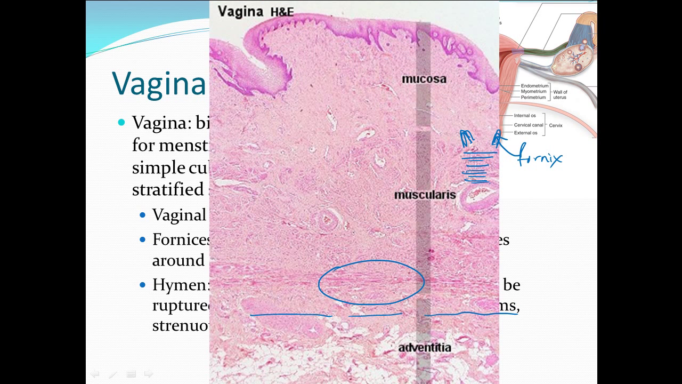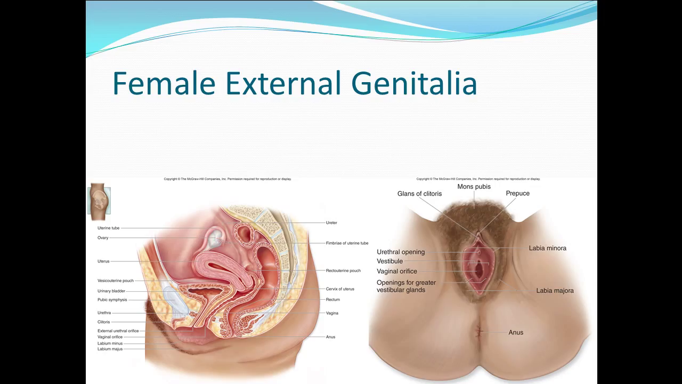Okay, so the vagina looks like this here. When we look at the vagina, we want to look at the mucosa layer, specifically the epithelium. We've seen it before. What was it again? Stratified squamous epithelium, right? Is it keratinized or non-keratinized? Non-keratinized, stratified epithelium.